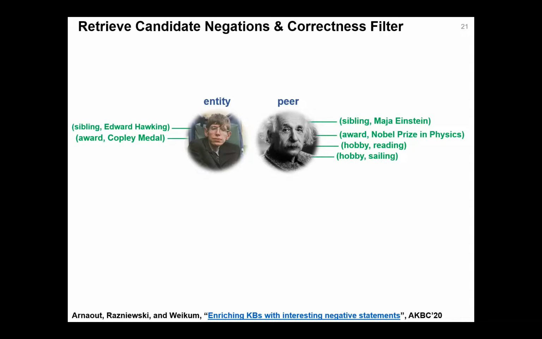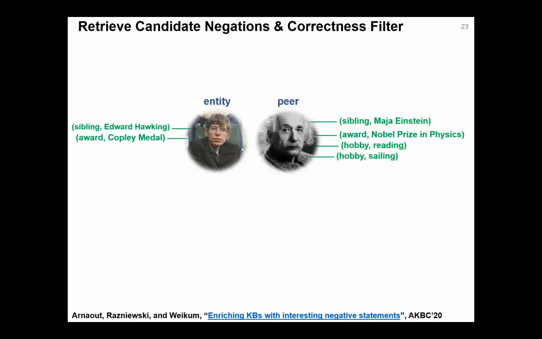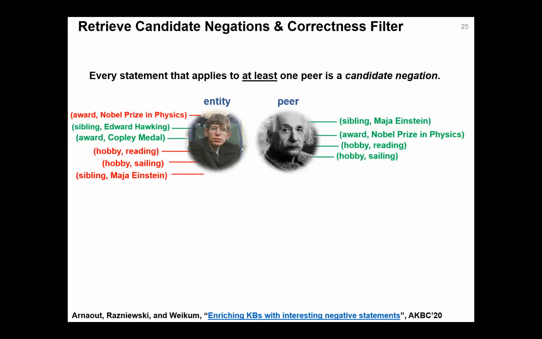Now, of course, he's not the only peer, you have more peers, but just for the sake of this example, I'm using one peer for my entity. And this is a small example, so imagine the knowledge base only knows this information about Stephen Hawking, that Edward Hawking is his brother, and then he has won the Copley Medal. And we know some information about Albert Einstein, like his sibling, award he has won, that he likes reading and sailing. And the first step would be to just, every statement that the peer has, move it automatically to the entity and consider it candidate negative statements. So move everything in green for Einstein to candidate negative statements for Hawking.